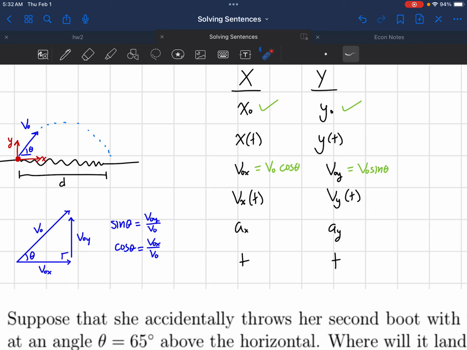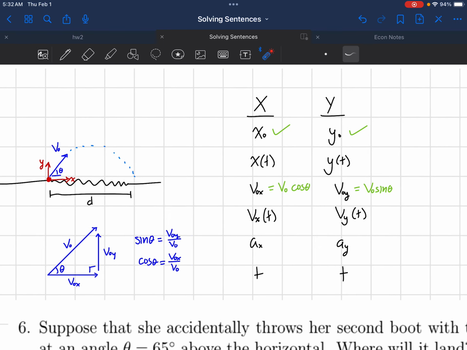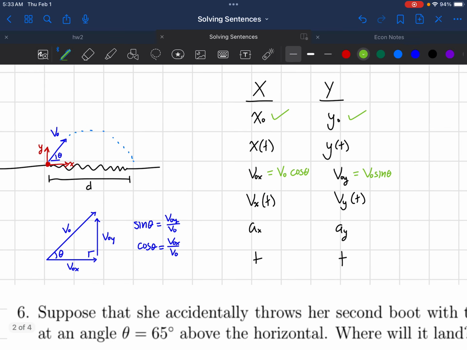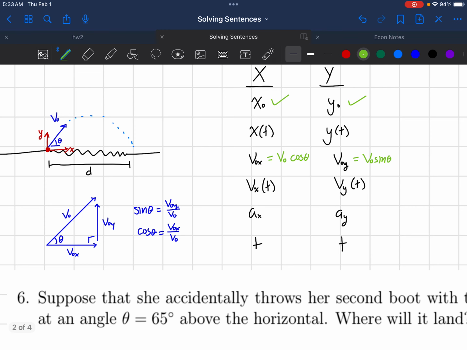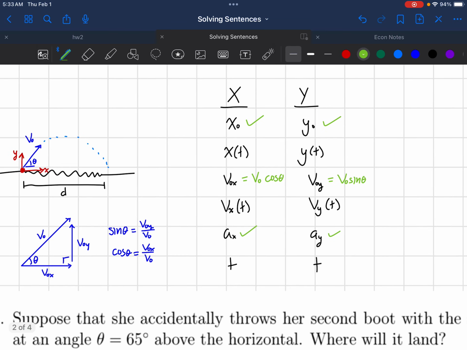And I also want to be very careful because I want to make sure that I'm setting this up right. V naught x isn't v naught over cosine, and in this case it's not v naught sine. So just to make sure that I get that right, I would normally set this up, but I was just skipping steps real quick. Then I also know my acceleration in the x and my acceleration in the y. My acceleration in the y is negative g.